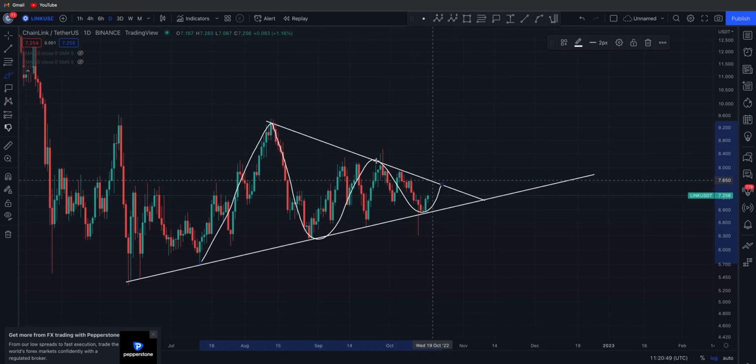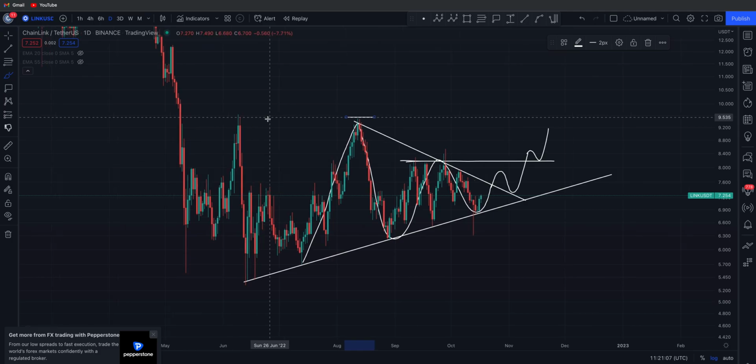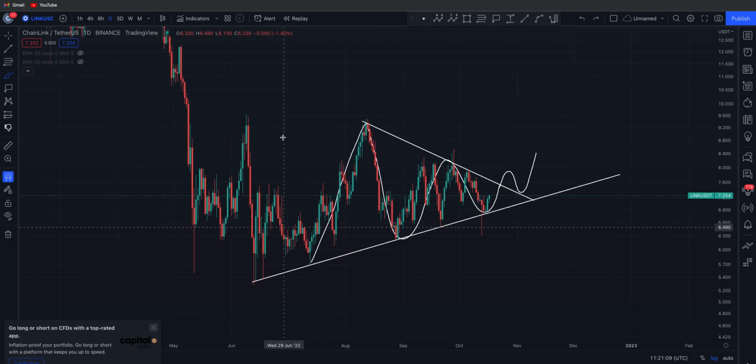If Chainlink starts to break out of this trend line here on the daily, closing above it and holding it as support, for me, you are looking to come up to previous resistance at $8. And if you were to break the $8 mark, you're then looking to go long back up to that $9.50 area. So that is the bullish scenario for me.